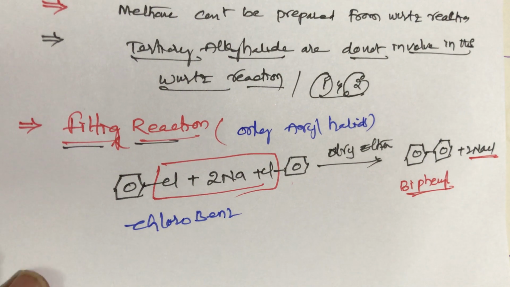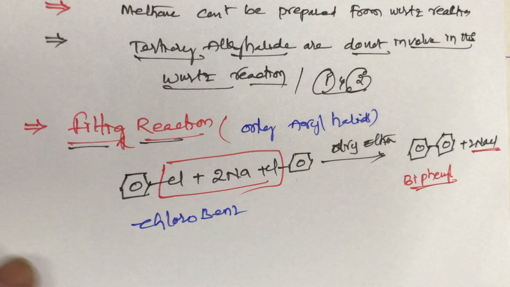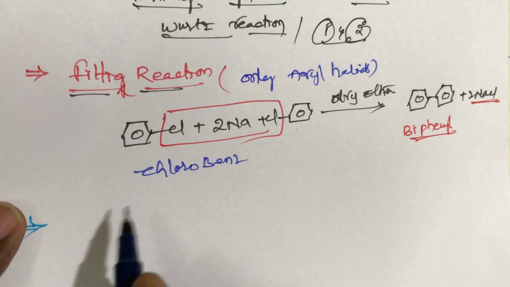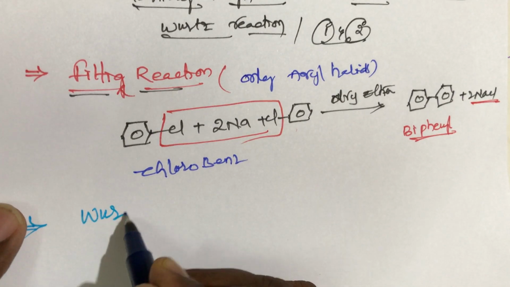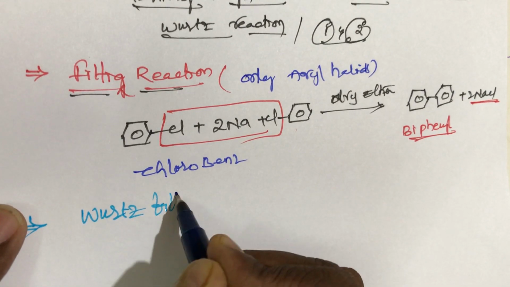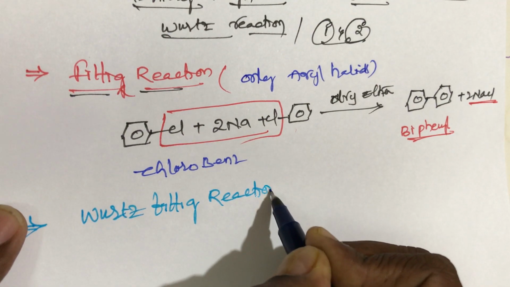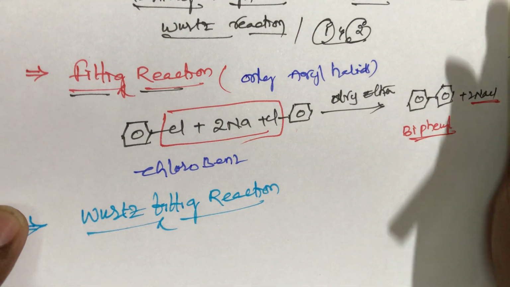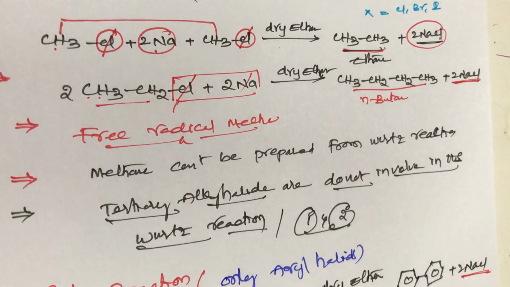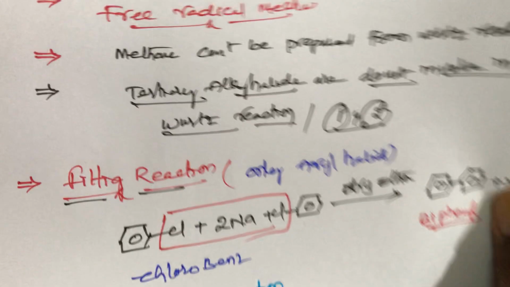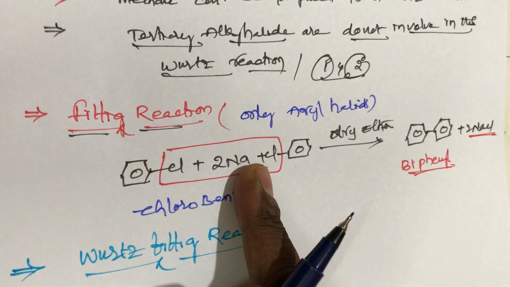So this is the Fittig reaction, students. Now the third named reaction, that is the Wurtz-Fittig reaction. It is also a very important named reaction. You remember, what is the Wurtz reaction? In the Wurtz reaction only alkyl halides are involved, and in the Fittig reaction only aryl halides are involved.